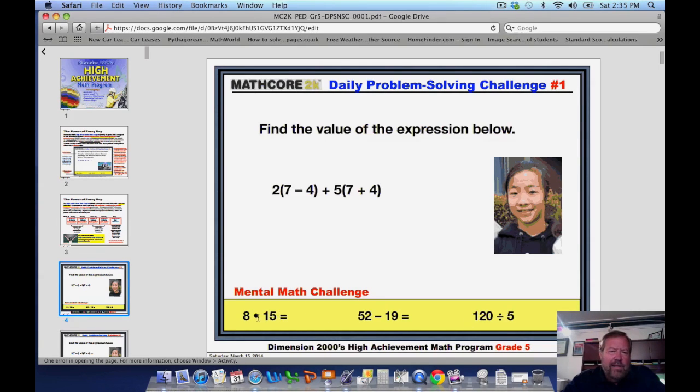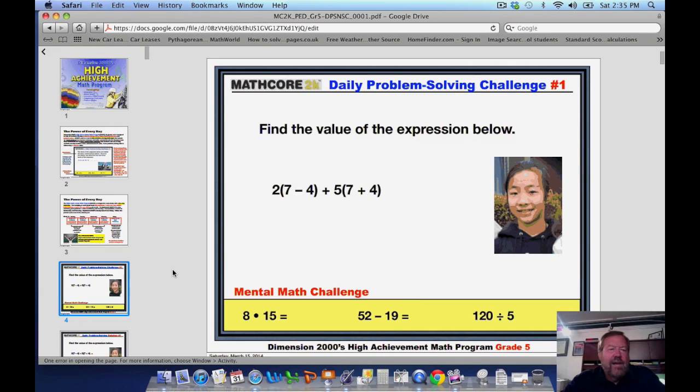And of course, what we want to teach here is how to break that 15 apart into a 10 and a 5. 8 times 10 is 80, 8 times 5 is 40. We know 8 plus 4 is 12, so 80 plus 40 is 120. And we teach number sense. Take away 19, take away 20. That's easier, that gets you down to 32. But knowing you took one too many, put one back makes 33, and so on.